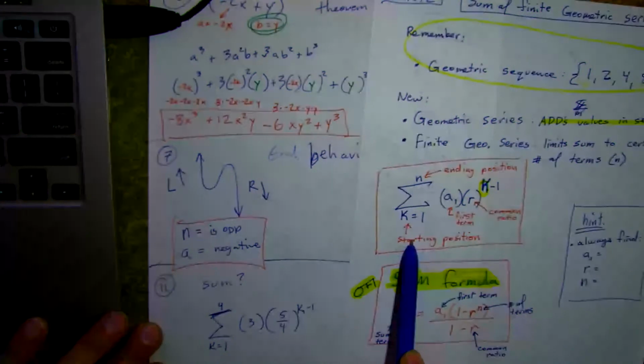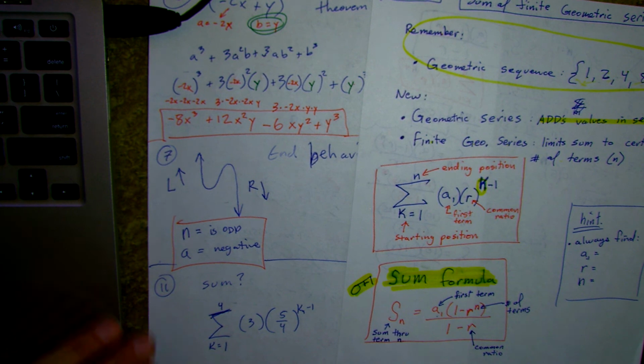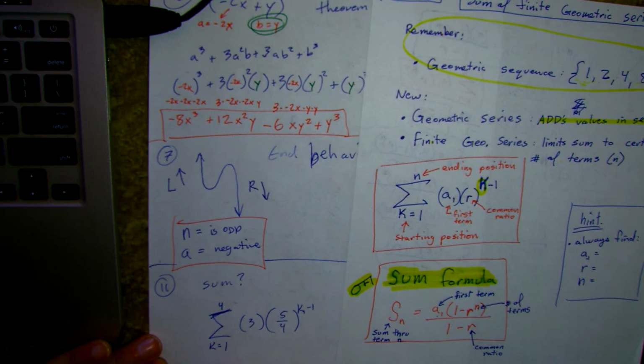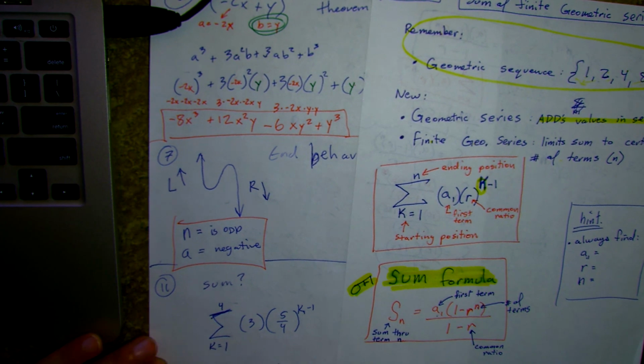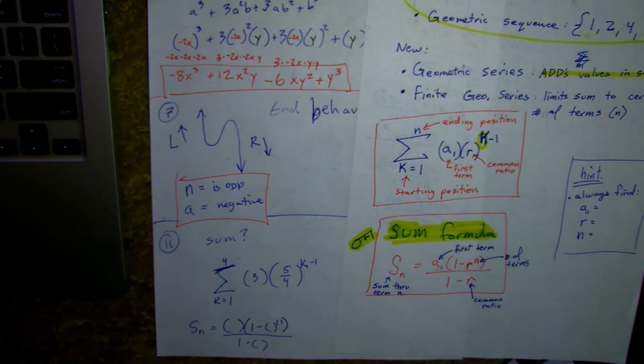So I know that my first term, a sub 1, goes out in front. Let's see if we can figure out where that is up here. The first term is the first parentheses. That's the first term in this notation that we need to transfer to the sum formula. So I'm going to put the first term where it goes, 3.